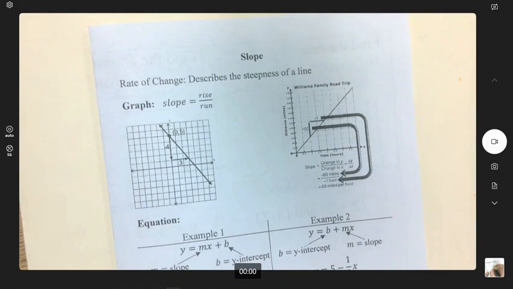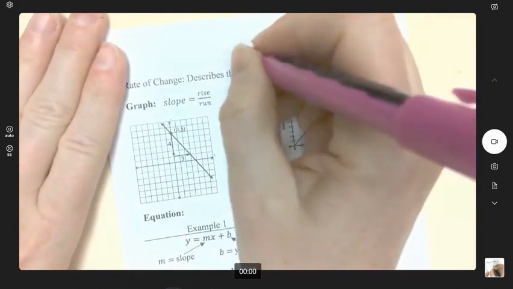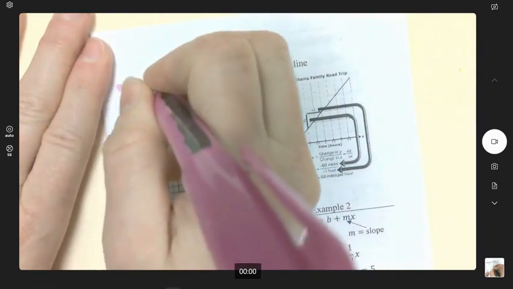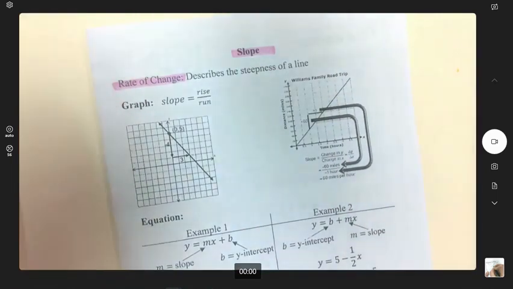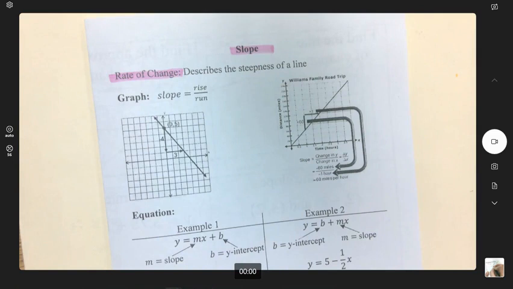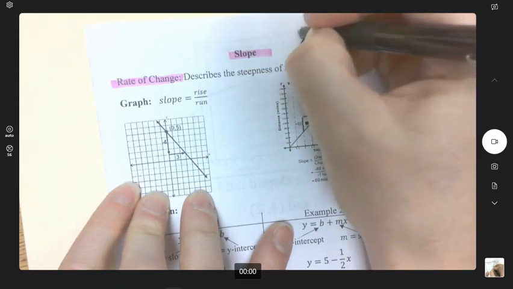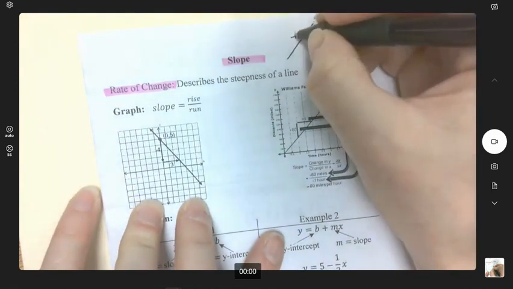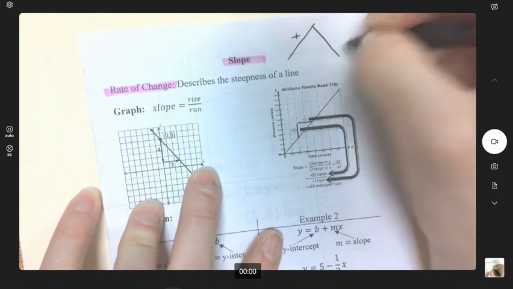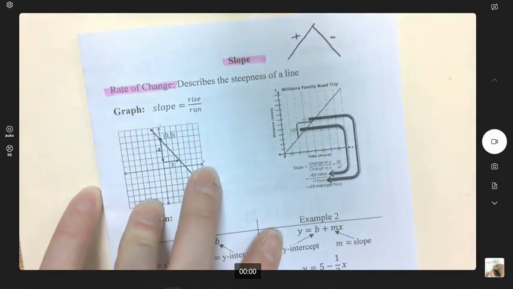Okay, let's review slope. Remember the word slope can also be written as rate of change. It describes the steepness of a line. Positive, that's a positive slope. Negative, it's a negative slope. And you always read it from left to right.